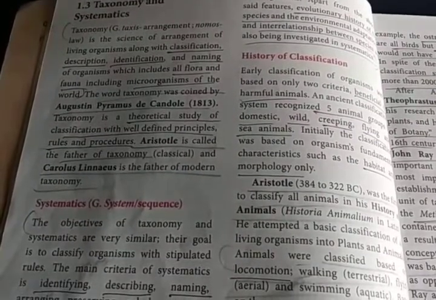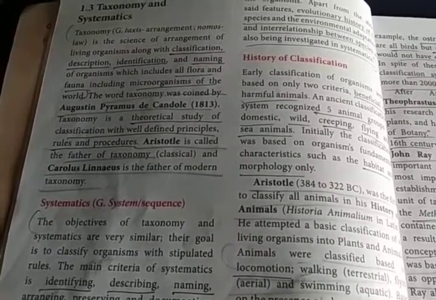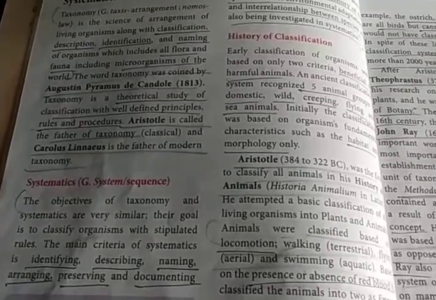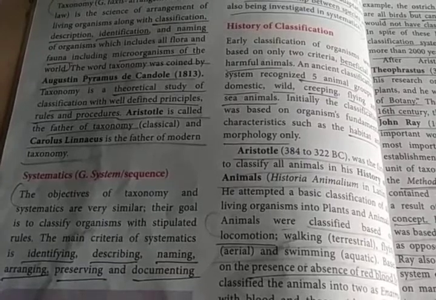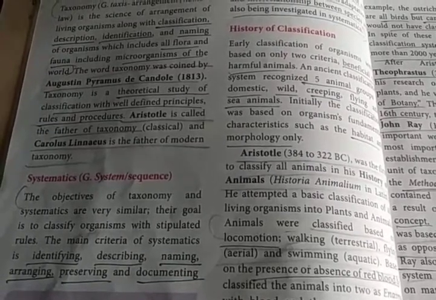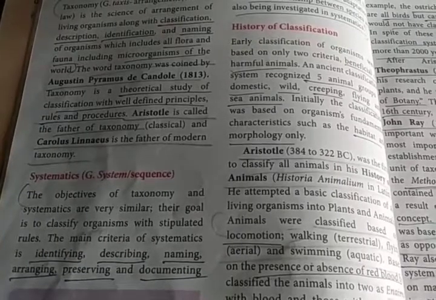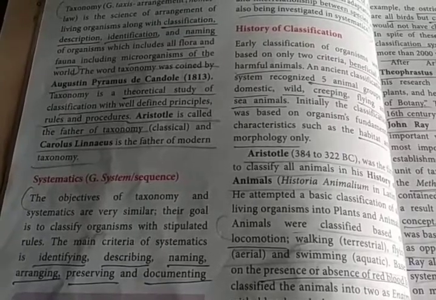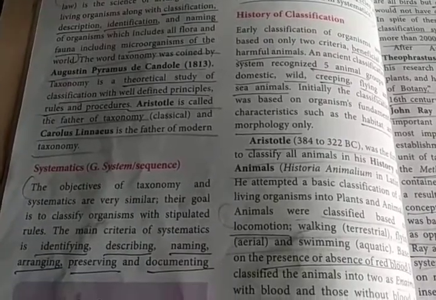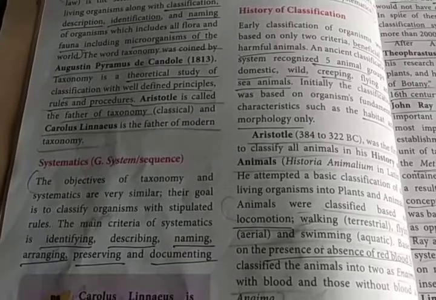Aristotle is called the father of taxonomy. Aristotle, as a scientist, first classified the animals. So we are saying not only animals, plants also. Aristotle is the father of taxonomy and Carolus Linnaeus is the father of modern taxonomy. Around 380 BC, Aristotle's classification was followed. Then based on Aristotle's classification, a number of scientists were involved in classifying living organisms.